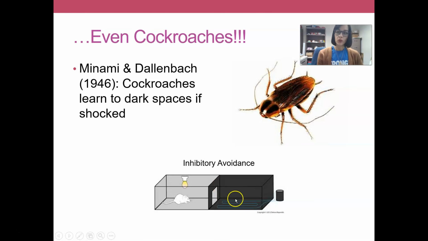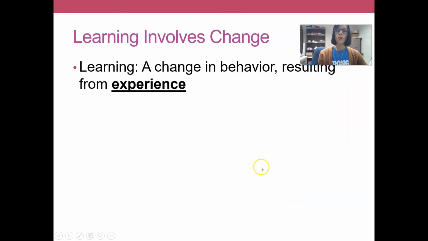And so with a few repeated trials, cockroaches can be trained to learn to avoid dark spaces if they are shocked. By the way, this slide should say cockroaches learn to avoid dark spaces if shocked. So we can actually teach them to avoid areas that they normally want to be in just with the threat of a punishment. So learning is not just about studying for tests.